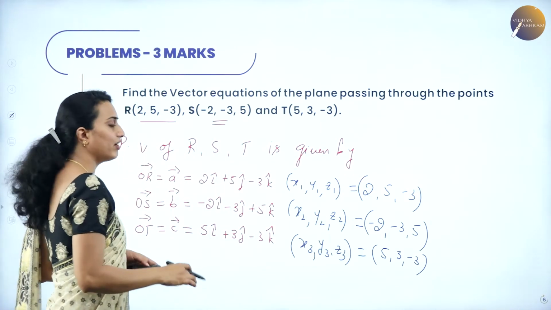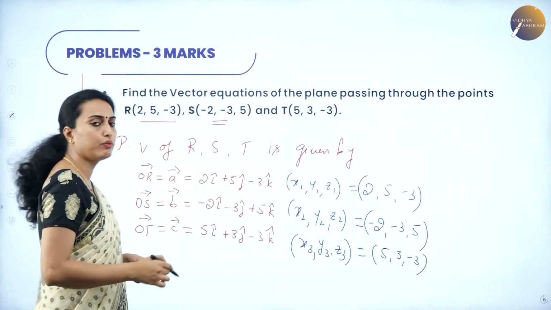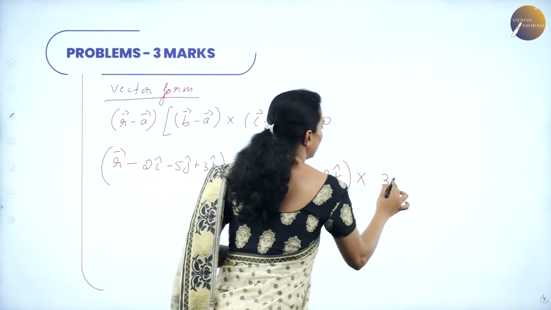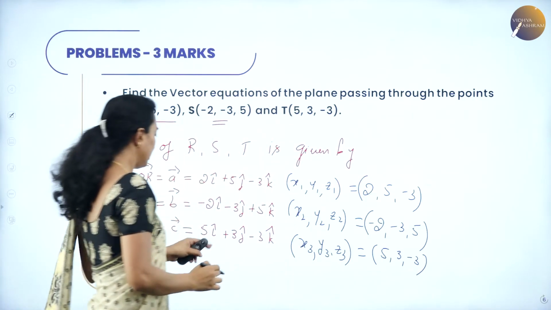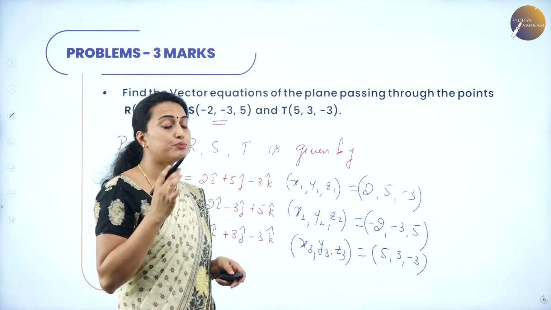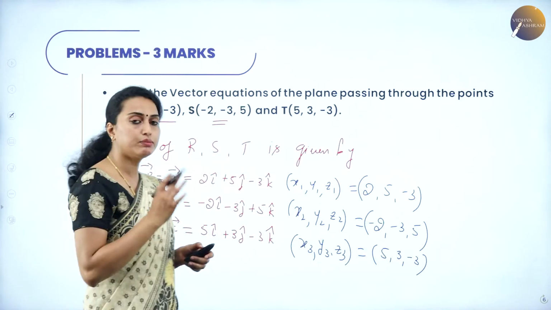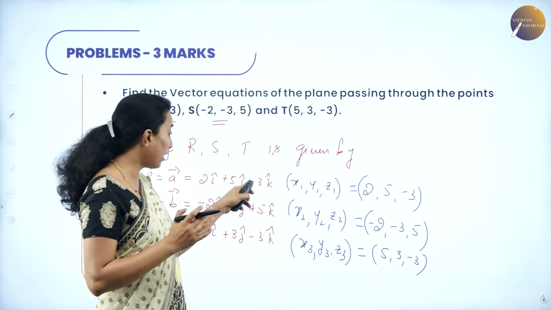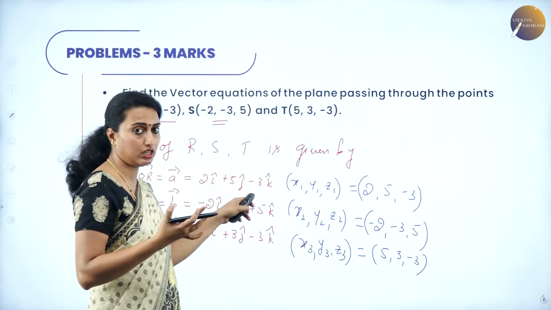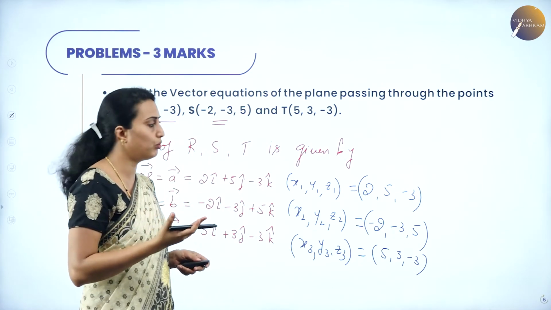What is c vector minus a vector? Simple here. 5i minus 2i, which is 3i. So 3i. Again 3j minus 5j is minus 2j. So minus 2j. Similarly, minus 3k minus of minus 3k, which is plus 3k. So minus 3k plus 3k will get cancelled. It is 0. No need to write.